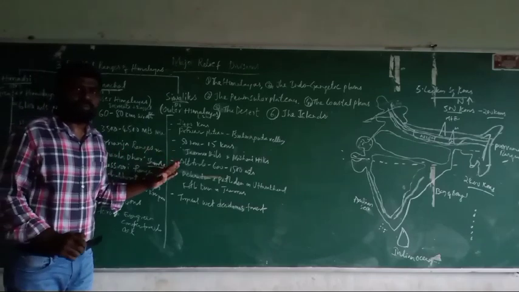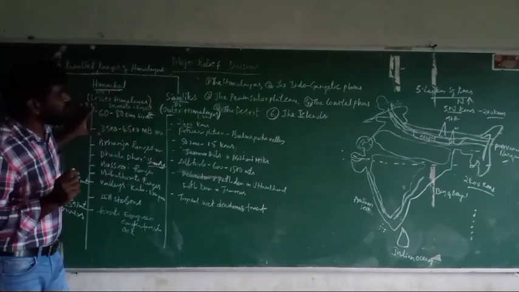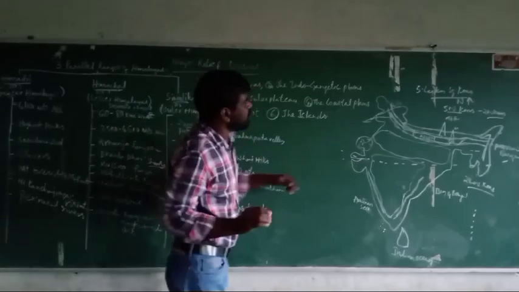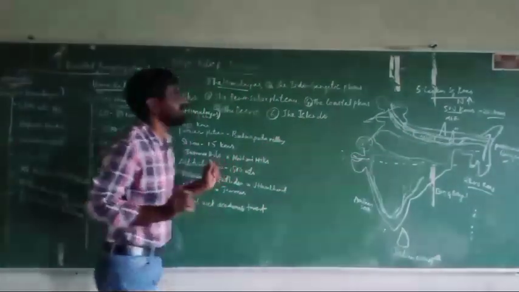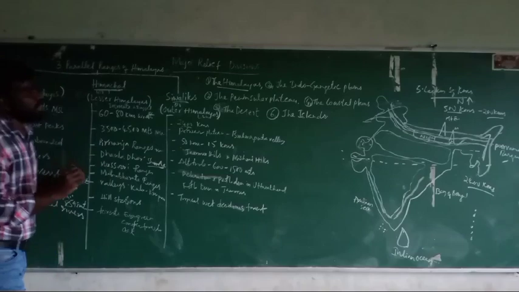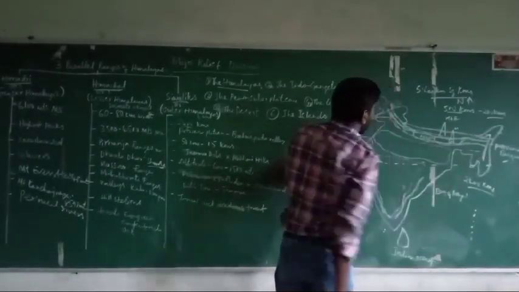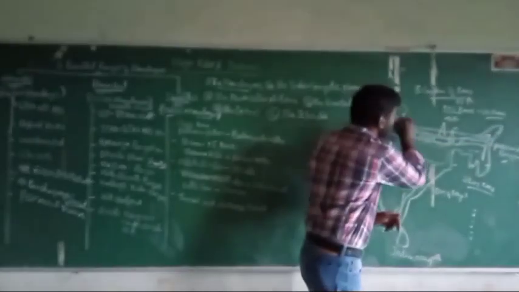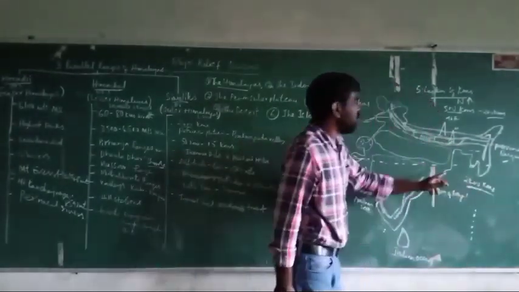So, on the whole, we can say these Himalayas occupy an area of approximately 5 lakh square kilometers. They run from northwest to southeast, from Jammu to Arunachal Pradesh. It is like an arc for a distance of 2,400 kilometers.